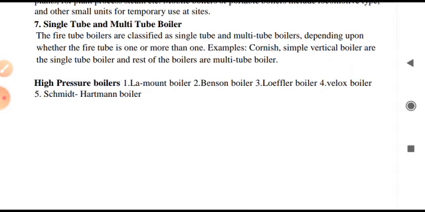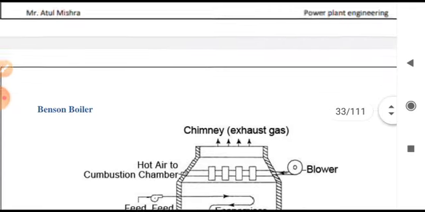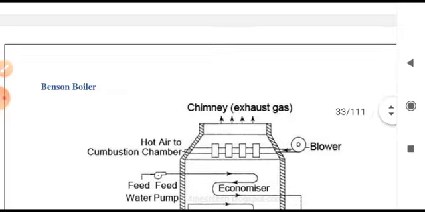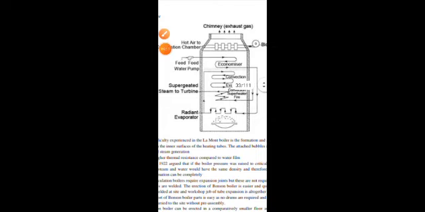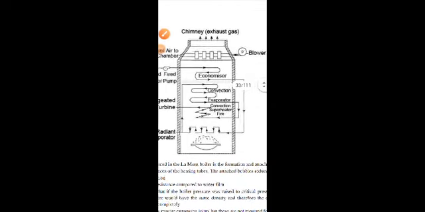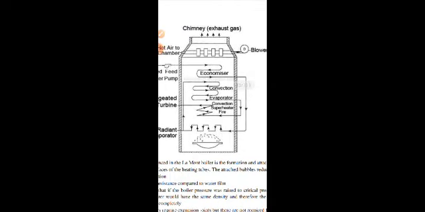The high pressure boilers that we are going to study are: Lamont, Benson, Loeffler, Velox, Schmidt and Hartmann. All these boilers we have to study in this particular unit on high pressure boilers. Let's see first the Benson boiler. Okay, this is the Benson boiler.